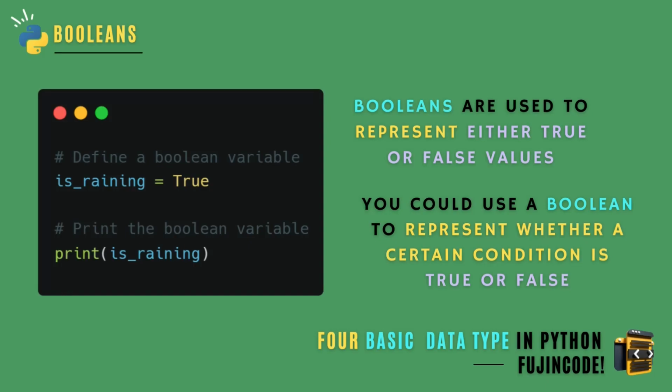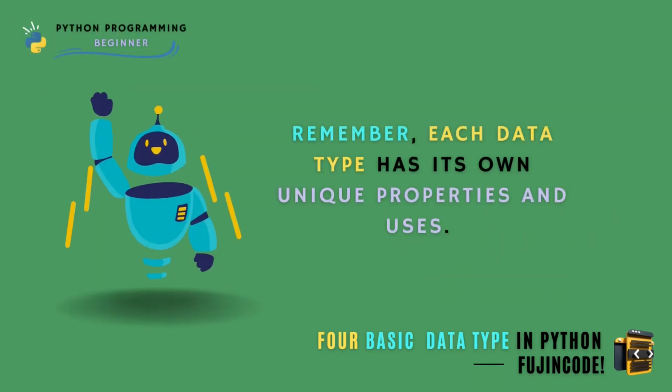4. Booleans. Booleans are used to represent either true or false values. For example, you could use a Boolean to represent whether a certain condition is true or false. Remember, each data type has its own unique properties and uses. By understanding the differences between them, you can make more informed decisions when writing code.